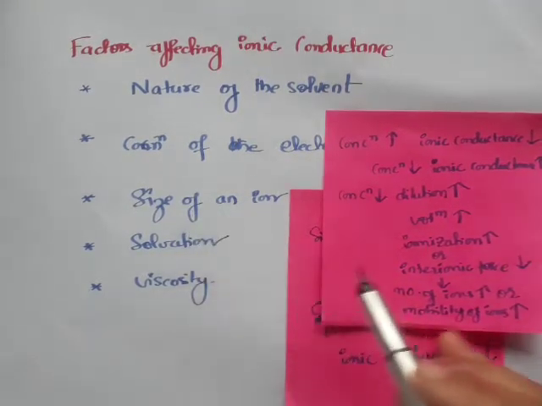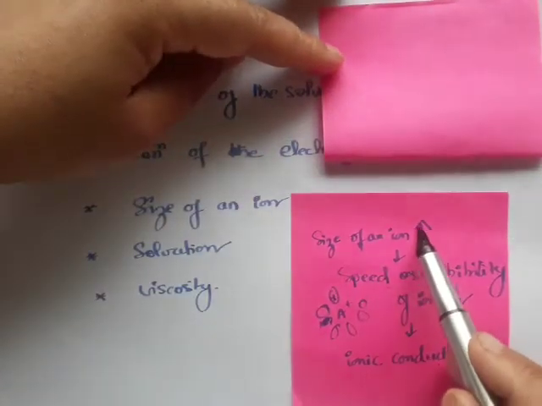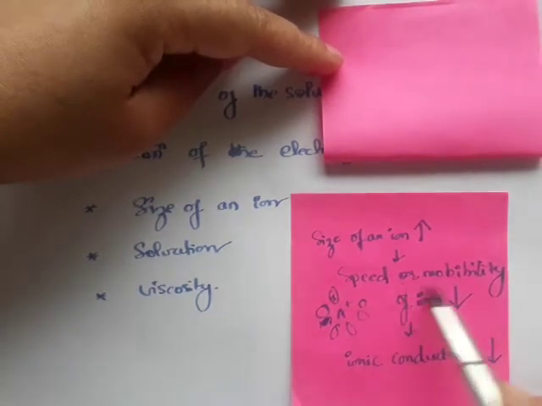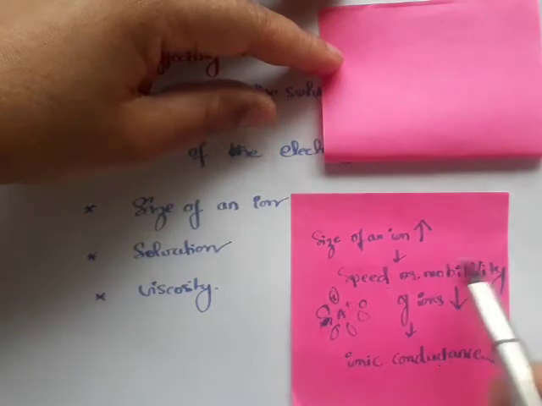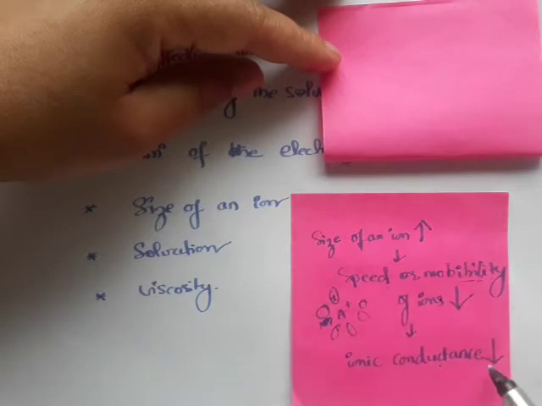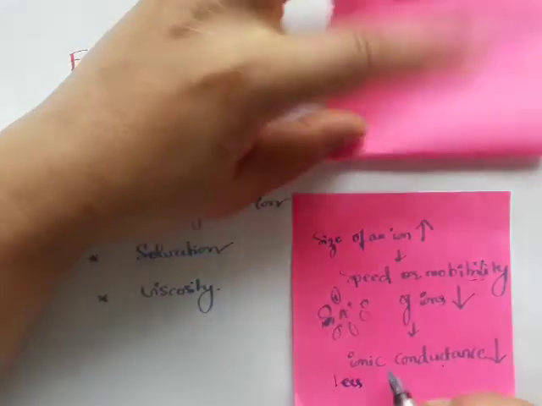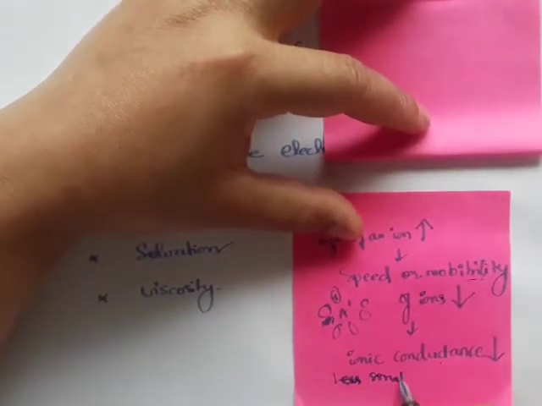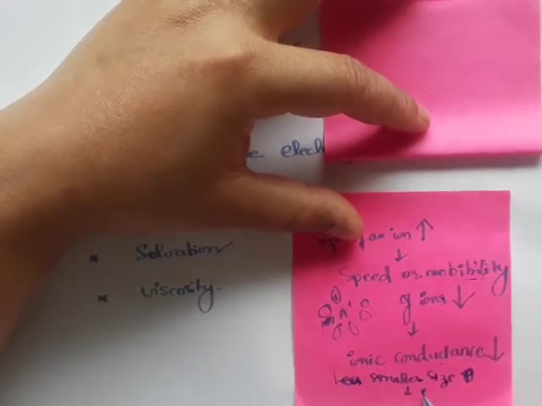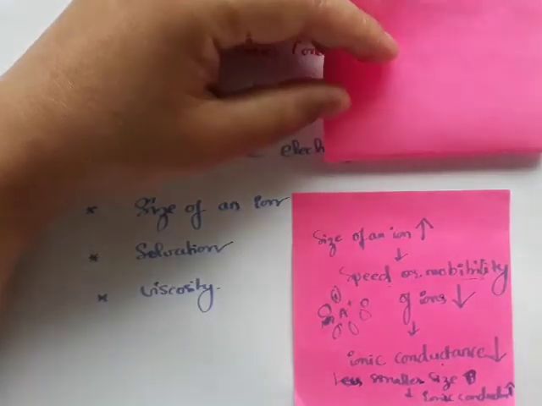Next, it depends on the size of an ion. When the size of an ion increases, what happens to its speed or mobility? The bigger the ion, the lesser the speed or mobility. And the conductance also decreases. So the smaller the size, the more the ionic conductance, and the bigger the size, the lesser the ionic conductance.